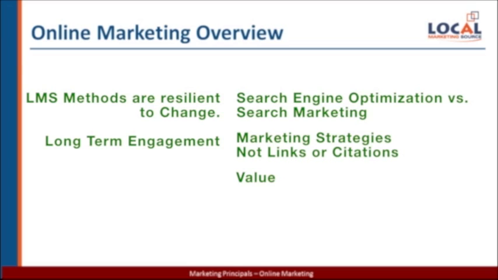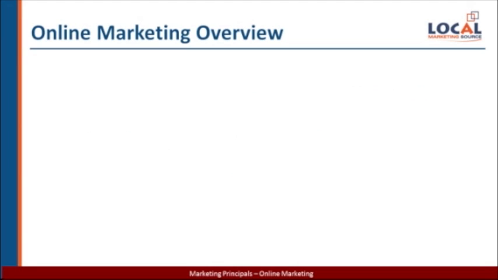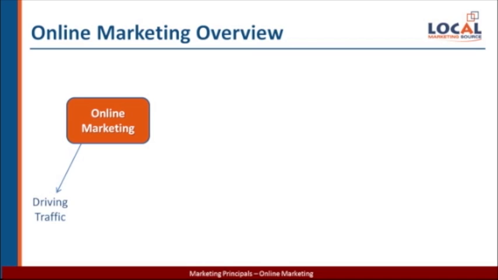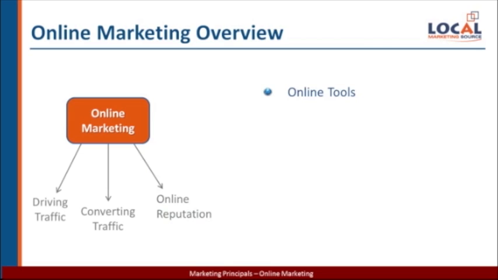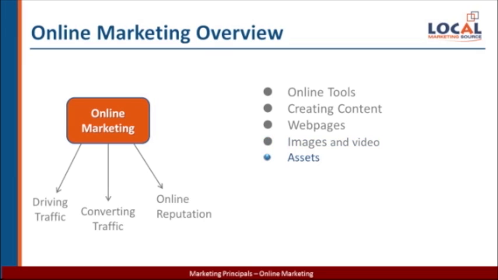And this is what I'm going to be covering. I'm going to be covering these concepts behind online marketing. We're going to look at the core components of online marketing, which include, number one, driving traffic, number two, converting that traffic, and number three, online reputation management. Now, we accomplish this with a variety of different online tools, and we create content. These are web pages with quality written work, different images, and video. And we call these our assets.